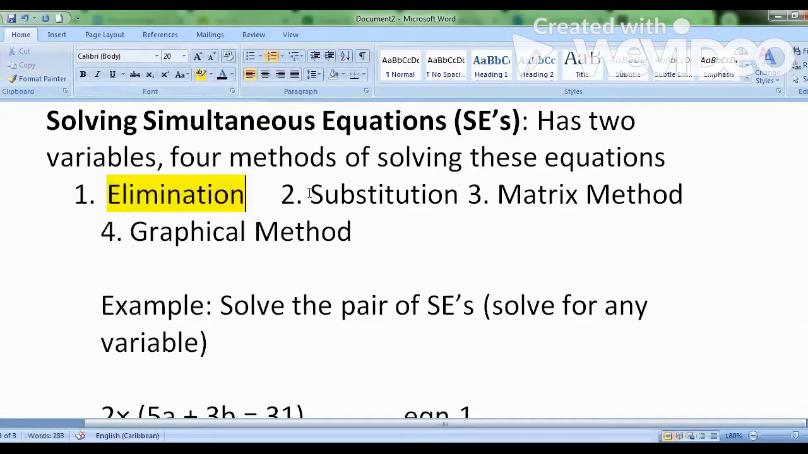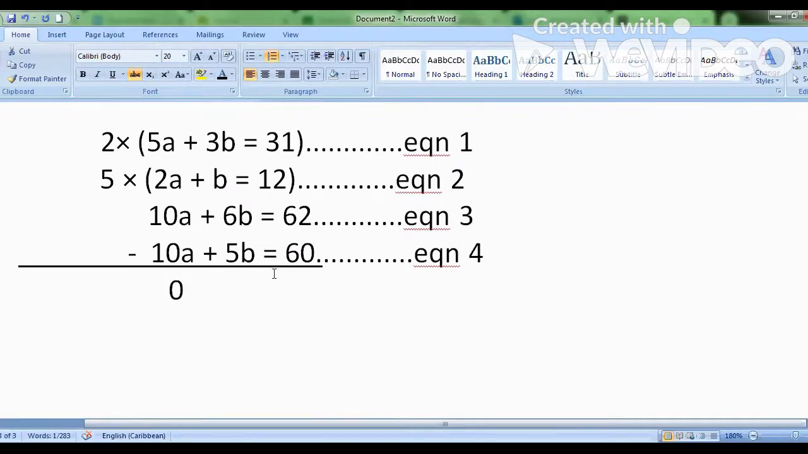So you see this method here? We're not going to dwell on that, because sometimes the questions can be very difficult to work by substitution. So I'm going to stick with the elimination method. You're not required to learn both. You're just required to solve them. So we just eliminated A.